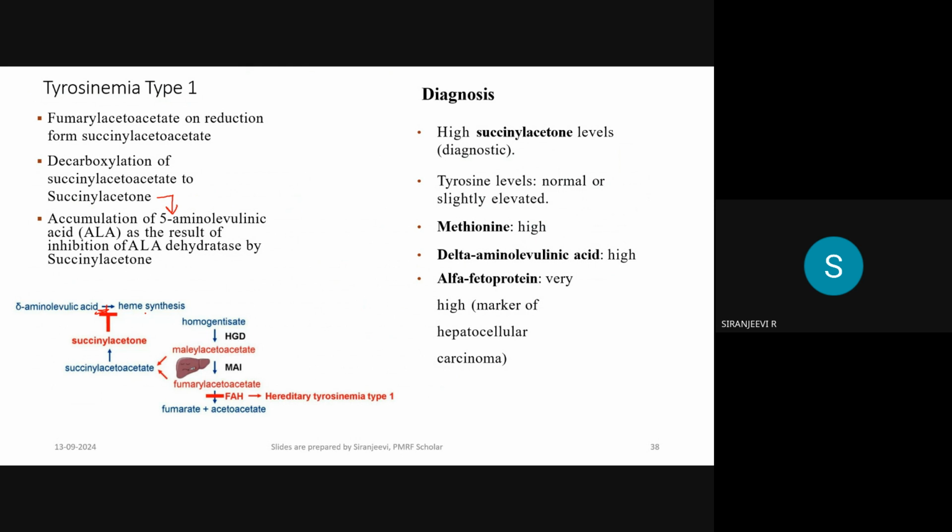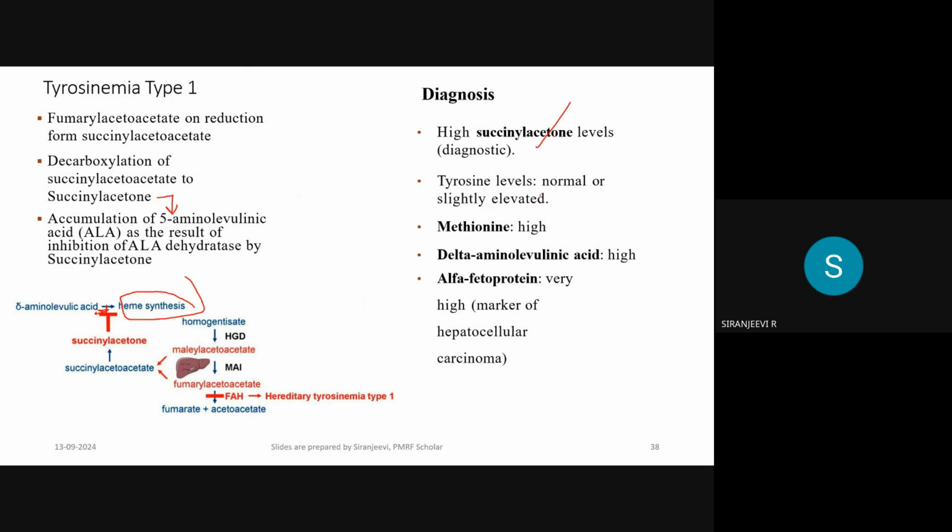acid process in the heme synthesis pathway. So that also leads to low heme levels in the case of tyrosinemia type 1. And this can be diagnosed in several ways. First, we can see the succinylacetone levels in the serum and in the blood as well.